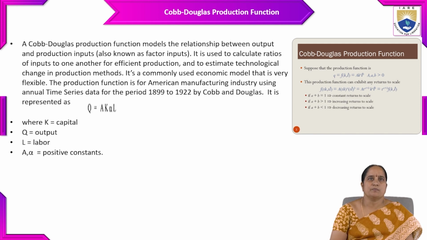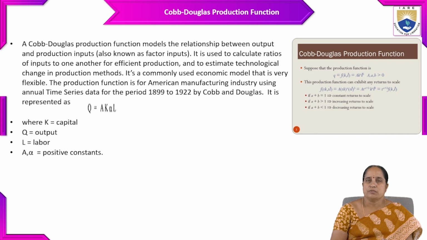A Cobb-Douglas production function model shows the relationship between output and production inputs. These inputs are also known as factor inputs. The factors used in the production function are known as factor inputs. It is used to calculate ratios of inputs to one another for efficient production and to estimate technological change in production methods. It is a commonly used economic model and it is very flexible when compared with other types of production functions.